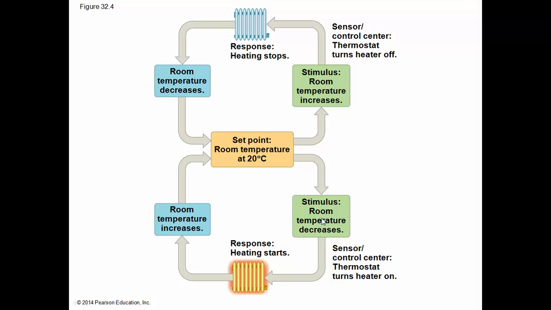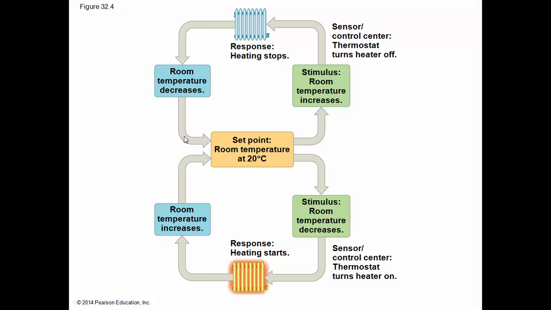If the room temperature decreases, the thermostat kicks on the heater. The heater increases the room temperature, and then the room temperature is at 20 degrees Celsius, the desired level. As the temperature increases, the sensor then turns the heater off, and the room temperature decreases.